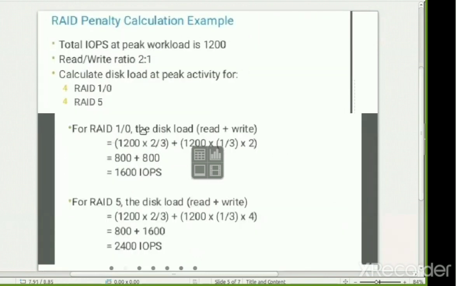Here is one more numerical being given to calculate the penalty. So the workload he is giving is 1200 input output per second. Now they have divided that into read and write operations in terms of 2:1. Please remember, in the previous example they had given it in terms of percentage. Now it is given in terms of the ratio. So when it is given in terms of the ratio, the total is 3, right? So the read operations will be 2 divided by 3 and the write operations will be 1 divided by 3.